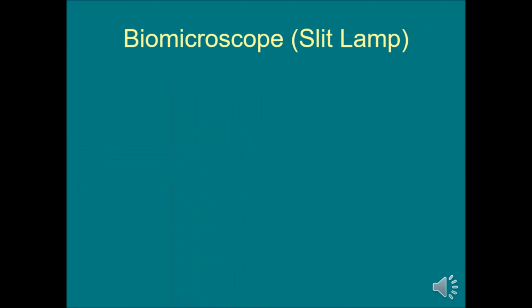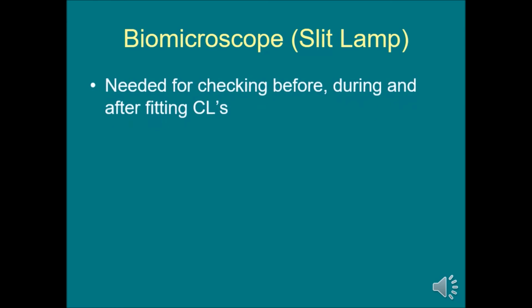Okay. And a biomicroscope, which is a slit lamp, is something else you're going to need. You need to be able to check before doing any of your contact lens fits. You can look at the anatomy and physiology of the eye. You can flip the lids and see if it's healthy. You can see if it's unhealthy under those lids. You can look at the tear film there. You can see if the patient has good tear film.